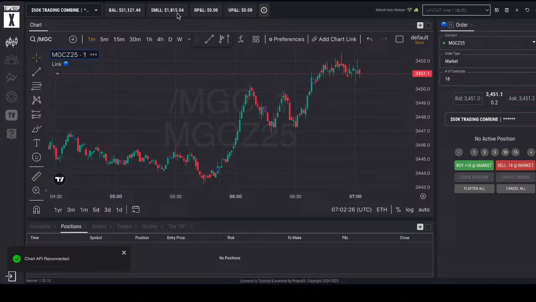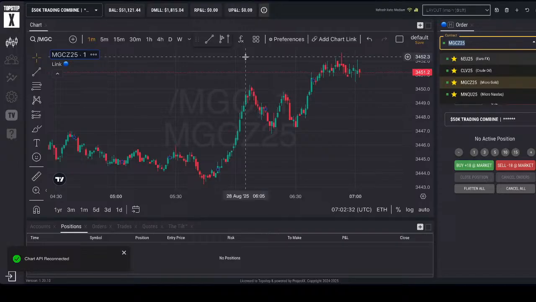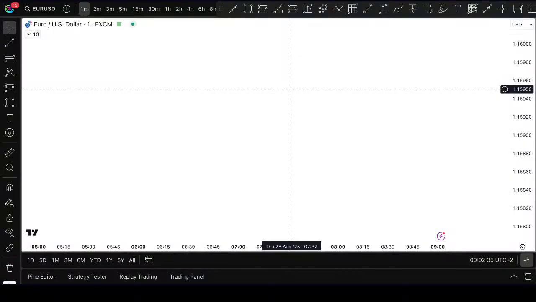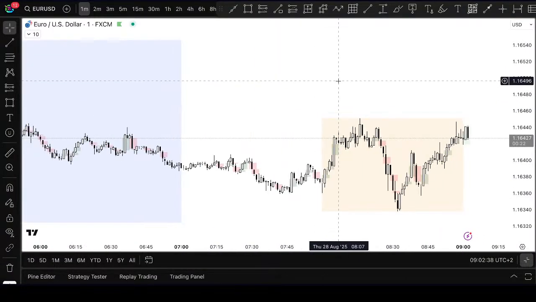So let's get started, and we'll be trading gold, crude, Nasdaq. We don't trade Nasdaq because it's not the time. So let's get started. This is Euro USD which we have.